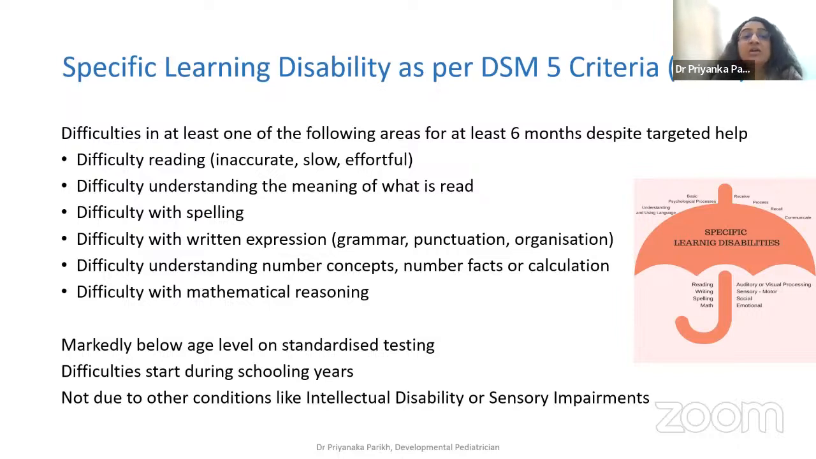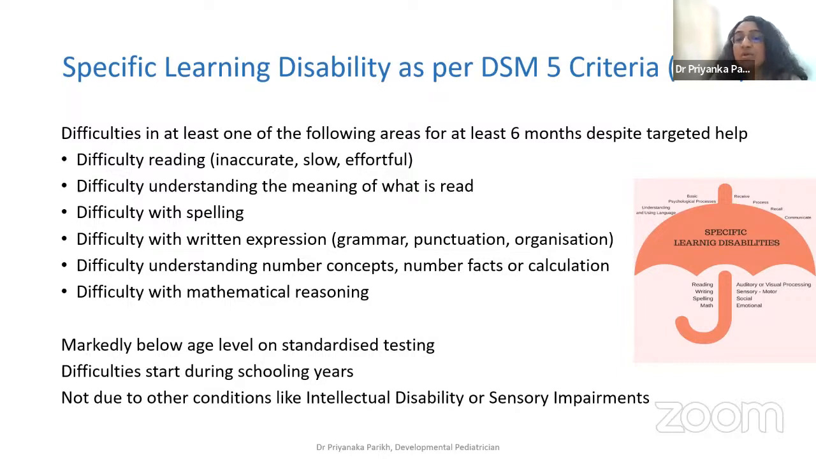So it is, again, not due to any other conditions like an intellectual disability. Children with learning disability, in fact, have average IQ, and many children even have above average IQ, but they still have a lot of difficulty in any of these areas of academics. That's the reason why it is called specific. So in spite of having a good IQ, the child is still not able to perform and still not able to get the kind of marks which his other friends are getting.